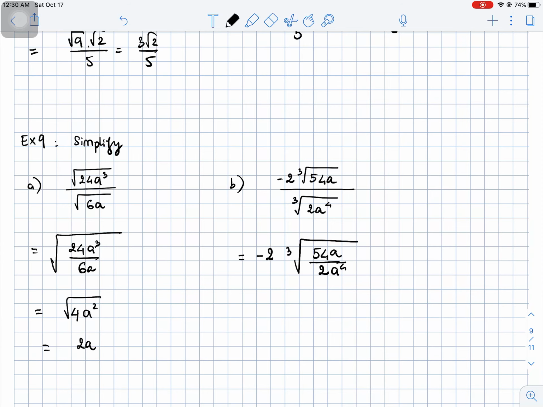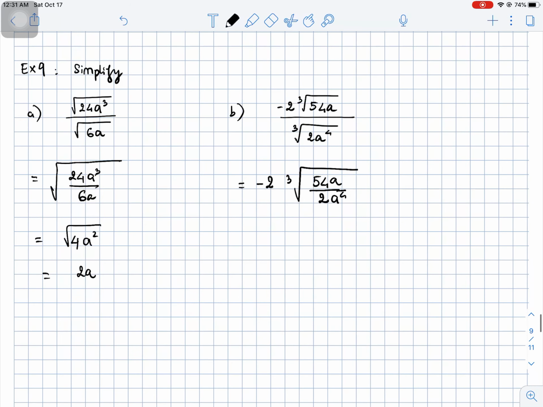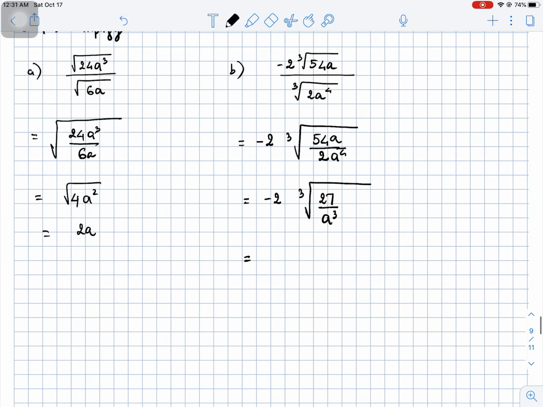For the second one, part B, we will do similar. You notice that negative 2 is outside, and we have the cube root. Now we divide them. Because you look on the top and bottom, 54 and 2, they can go together, and 8 and a to the 4, they can simplify more. That's why we use the quotient property to simplify the inside first.